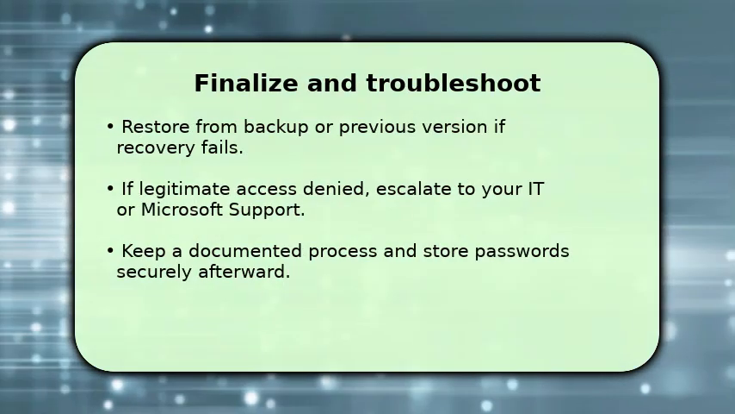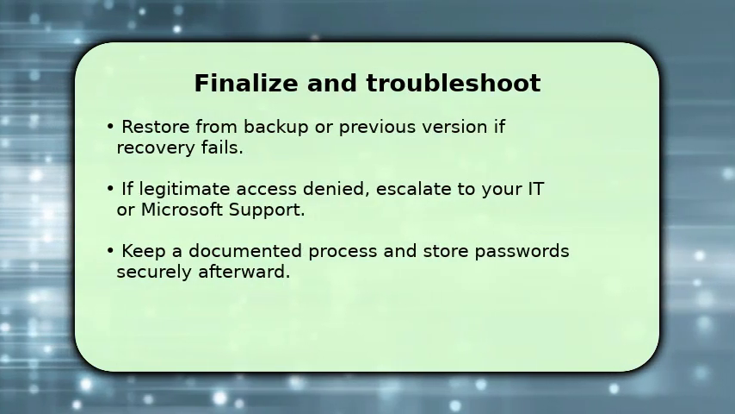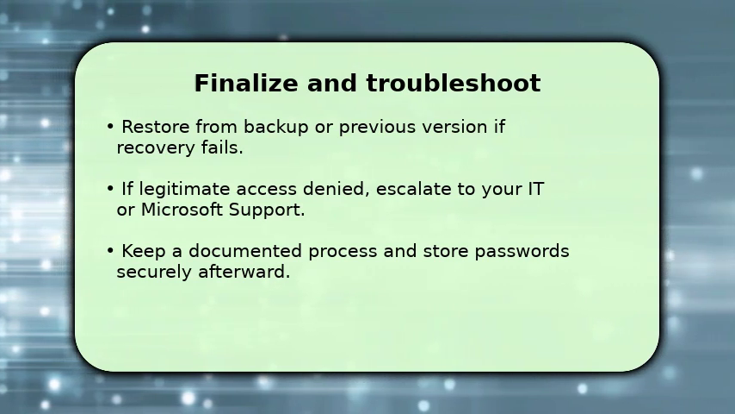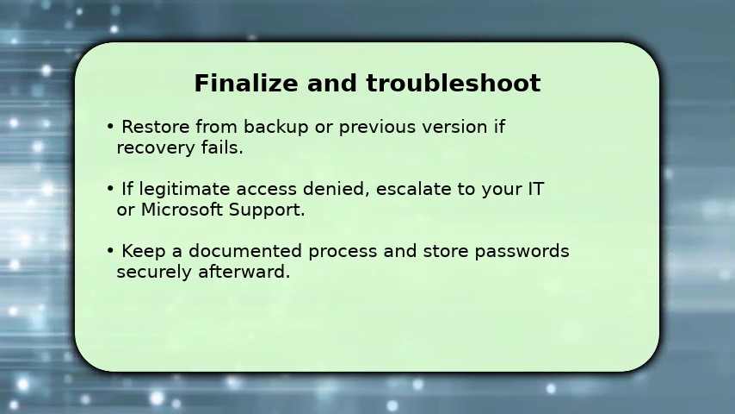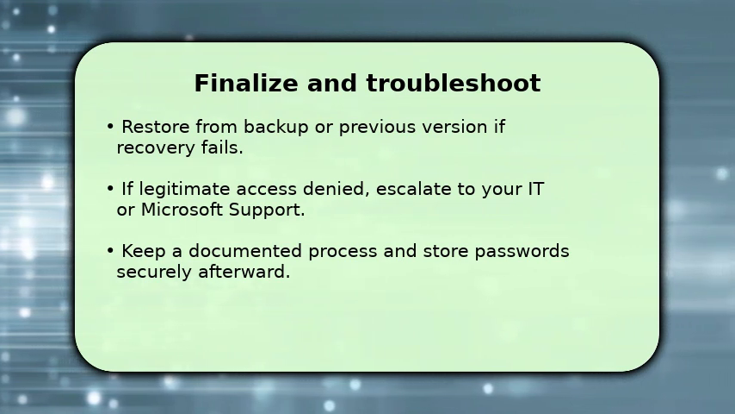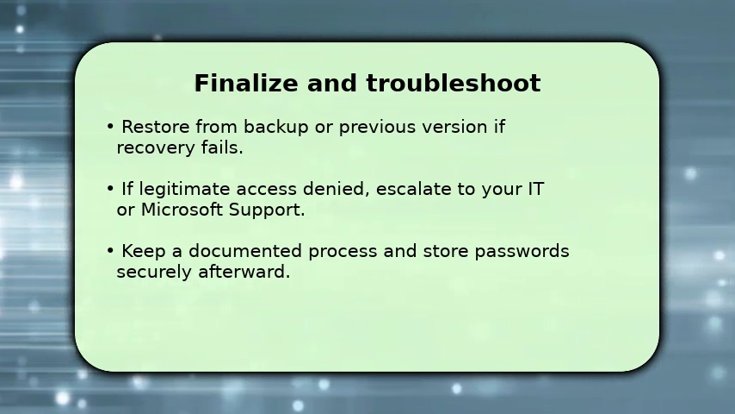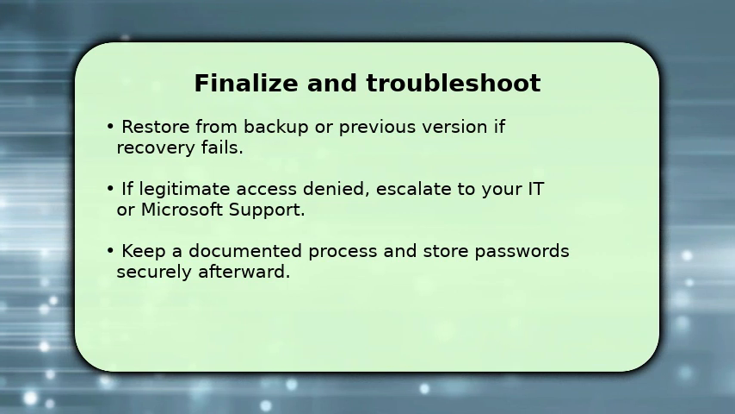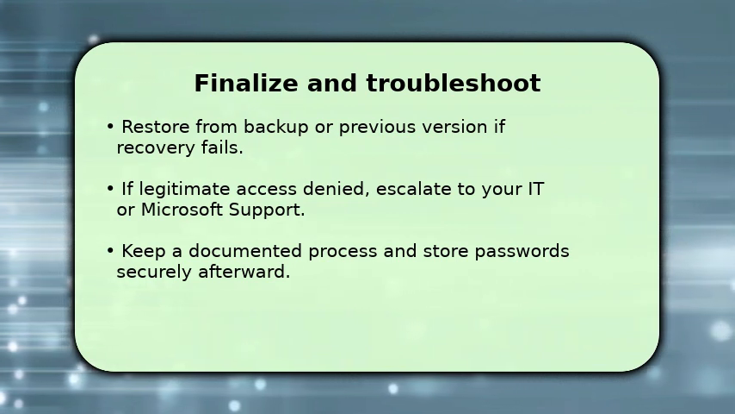Finish by restoring from a backup or an earlier version if the authorized recovery path fails. This gets you back to a working file. Make sure to escalate to your organization's IT or contact Microsoft support when you cannot prove ownership. They guide secure recovery without breaking protections.